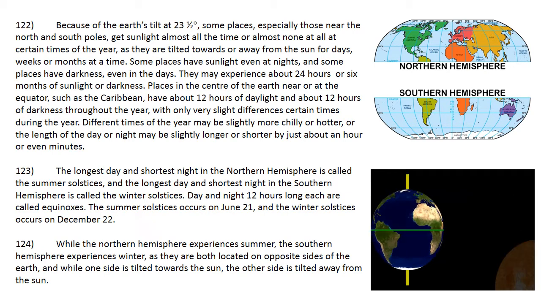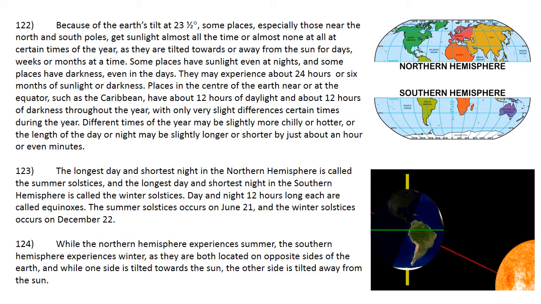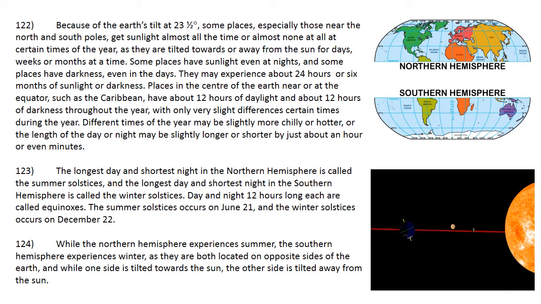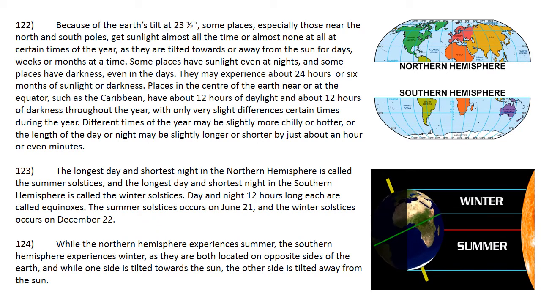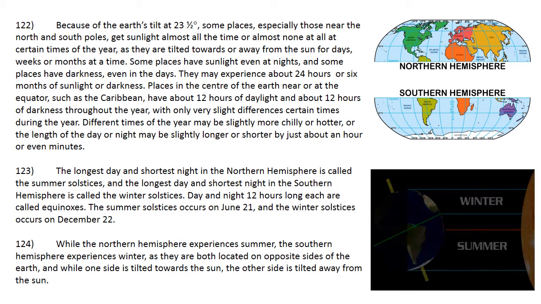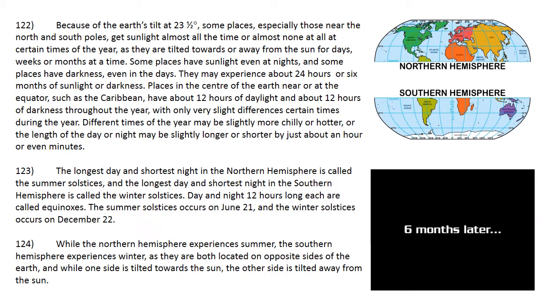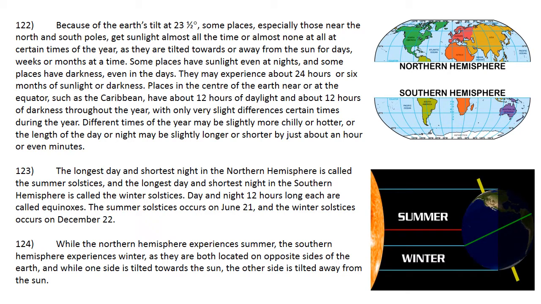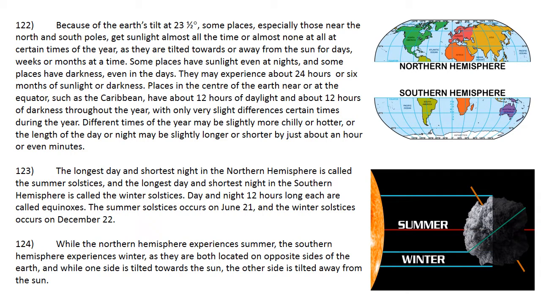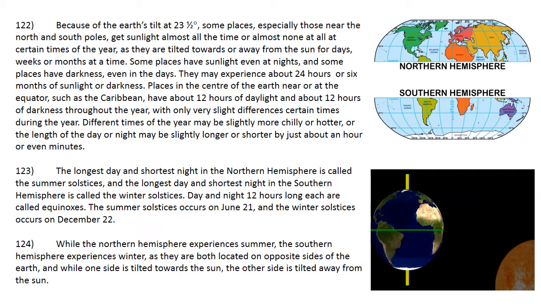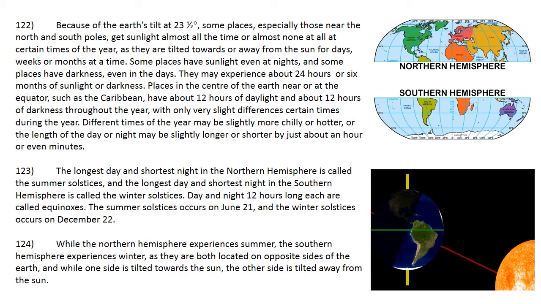So you will have longer days and shorter days at different times of the year because of the tilt of the Earth's axis at 23.5 degrees. Some places will have light all the time for some times of the year, or darkness all the time for some times of the year. You also have longer days and shorter days, and longer nights and shorter nights.